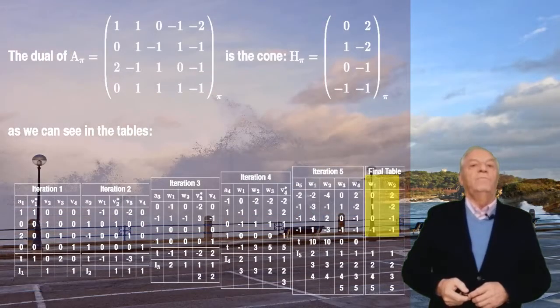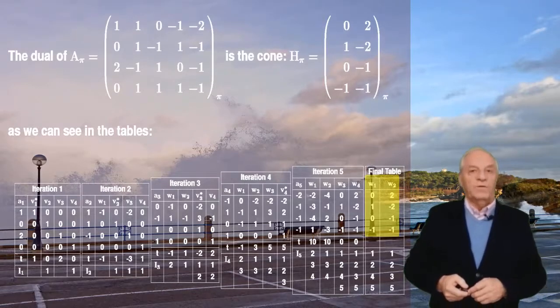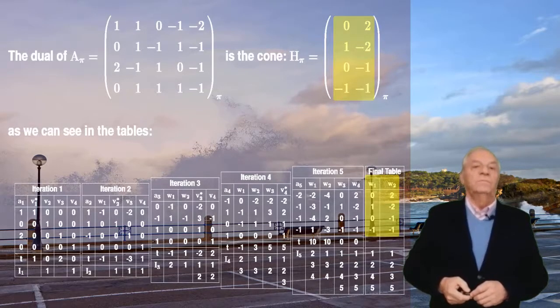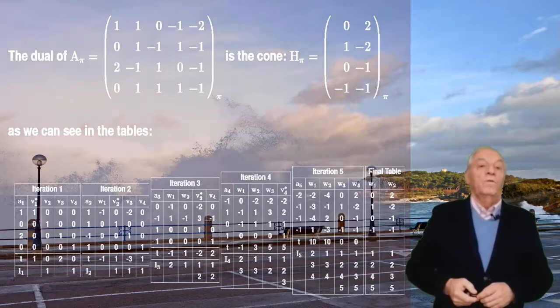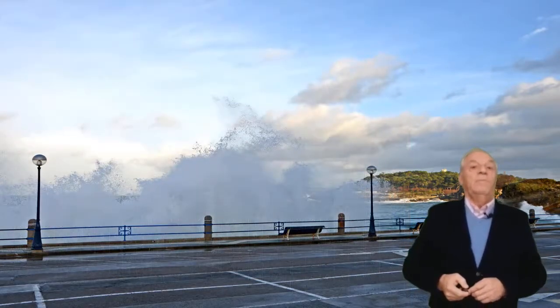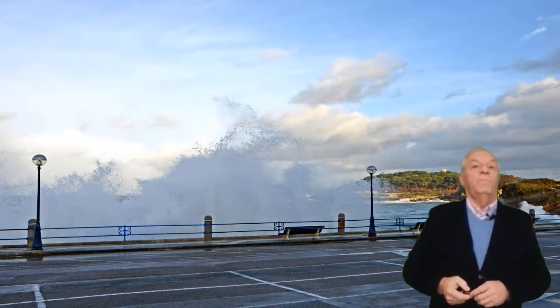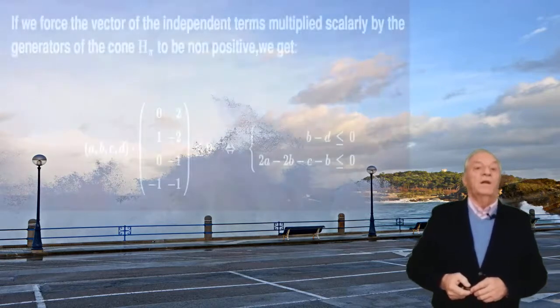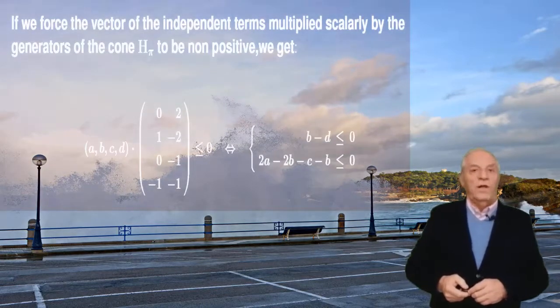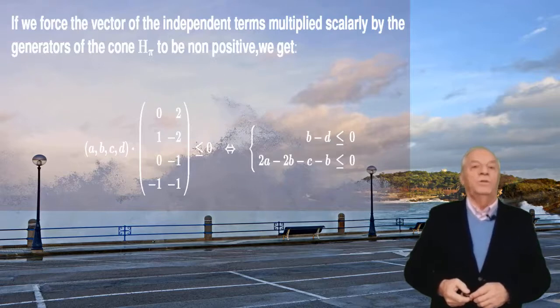Then the final table shows that the dual cone has no vector space part and that the acute cone has only 2 edges. What condition must be fulfilled for the system to have a solution? For the system to be compatible, the vector ABCD of the independent terms multiplied scalarly by the generators of the cone H pi must be non-positive.